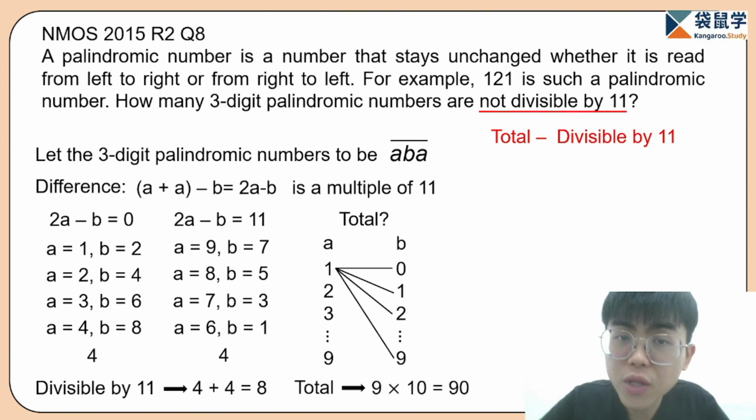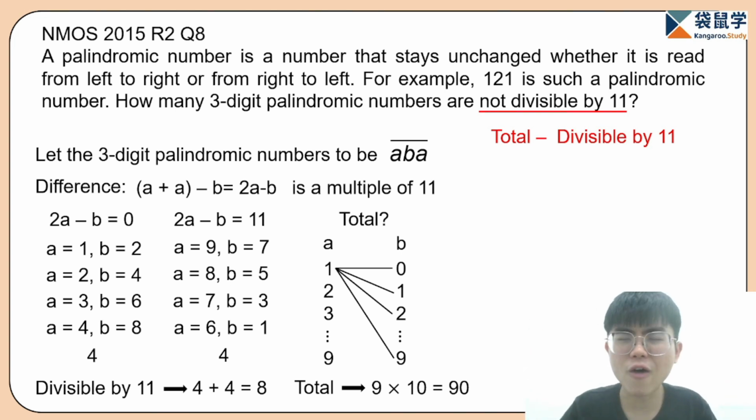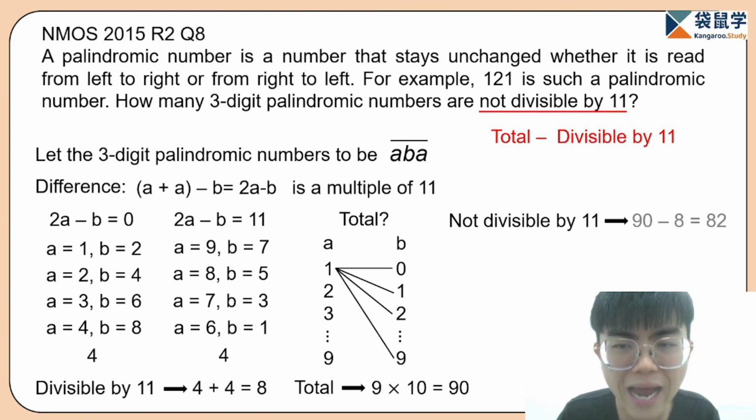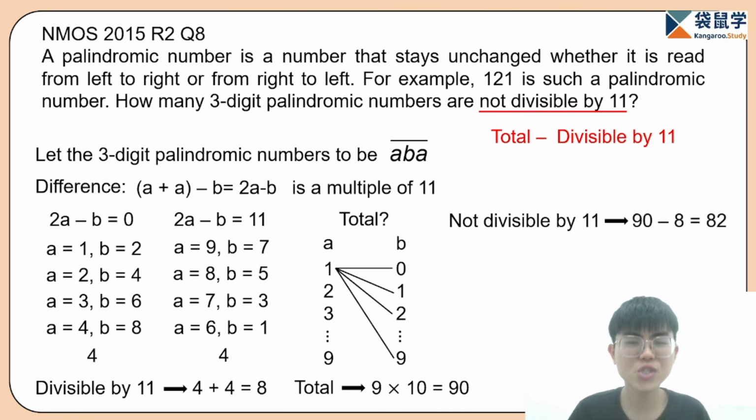Oh, so now we have found the total, and we have found the number that is divisible by 11, right? So to find the number that is not divisible by 11, we just have to use 90 minus 8, which is equal to 82. And this is our final answer.